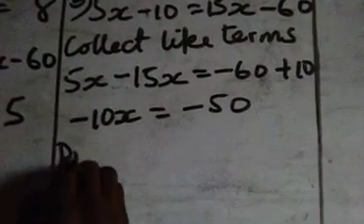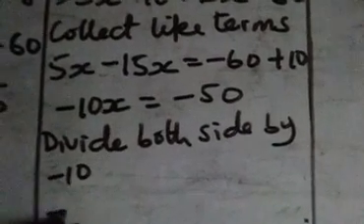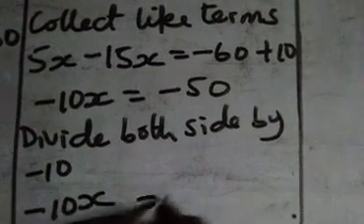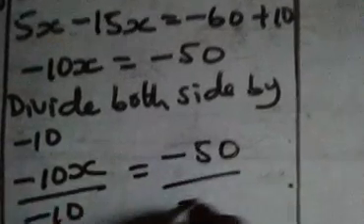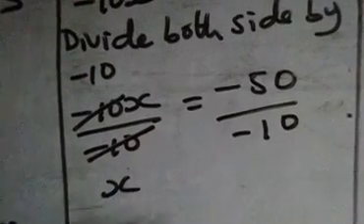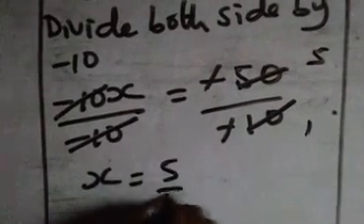We divide both sides by minus 10. So we have minus 10x over minus 10 equals to minus 50 over minus 10. This will cancel this, leaving only the x. Minus will cancel minus. 10 here, 1. 10 here will give us 5. So the value of x here is 5.